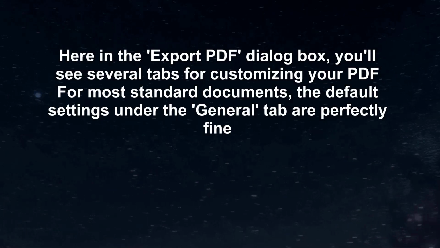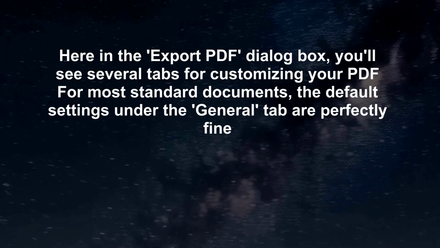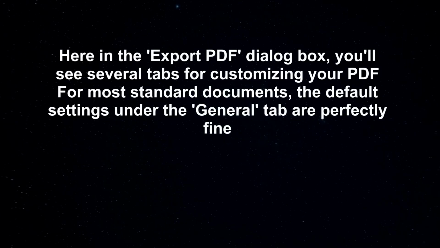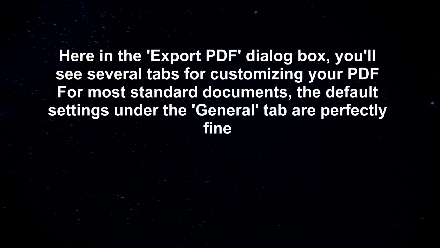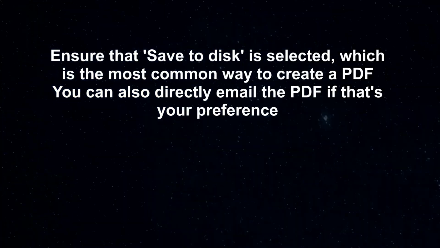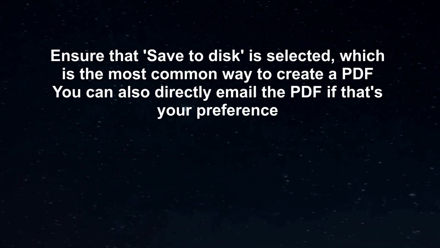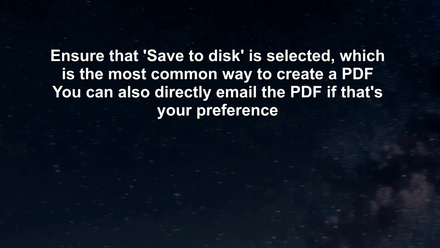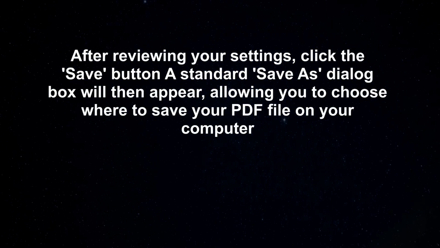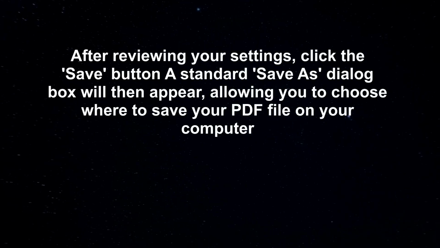Here in the Export PDF dialog box, you'll see several tabs for customizing your PDF. For most standard documents, the default settings under the General tab are perfectly fine. Ensure that Save to Disk is selected, which is the most common way to create a PDF. You can also directly email the PDF if that's your preference. After reviewing your settings, click the Save button.